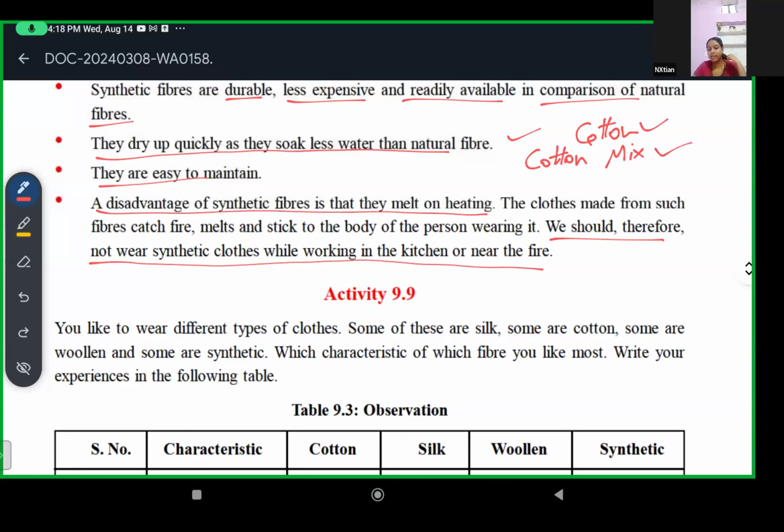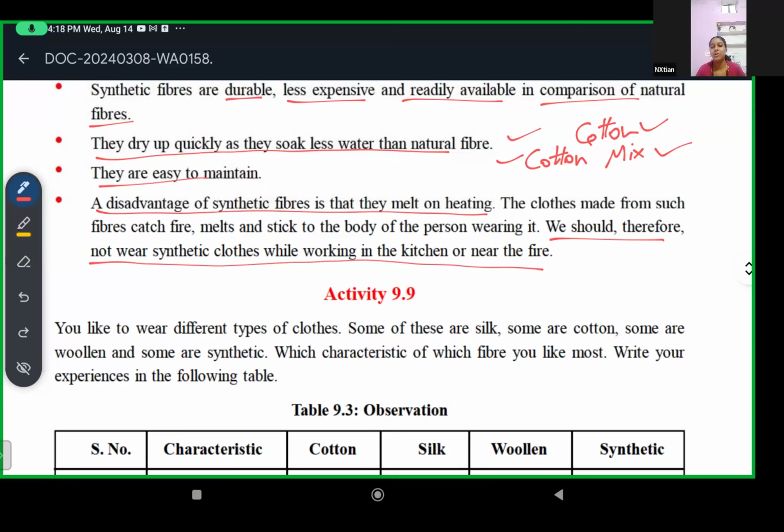If we specify that we want cotton t-shirts, they'll give us cotton ones. We can buy cotton mix also. They are also good. But some are entirely made up of synthetic fibers. Those are okay-ish. You can wear them, but not every day, and you should not go near the fire wearing them. That's totally synthetic. It will catch fire quickly.